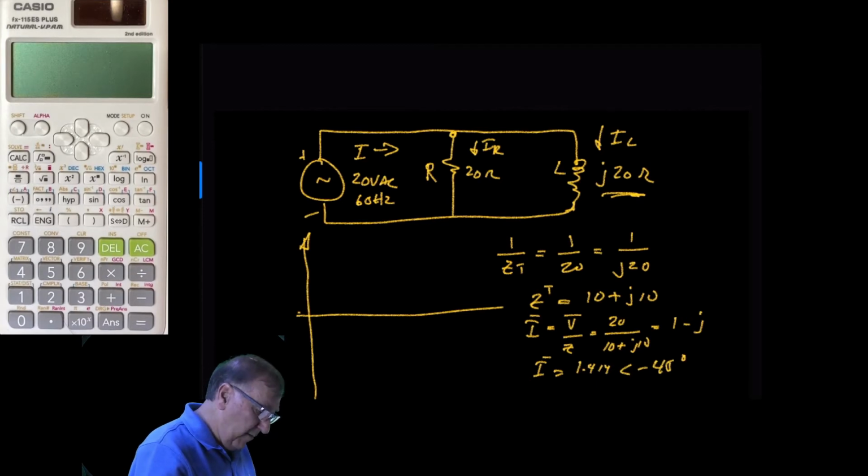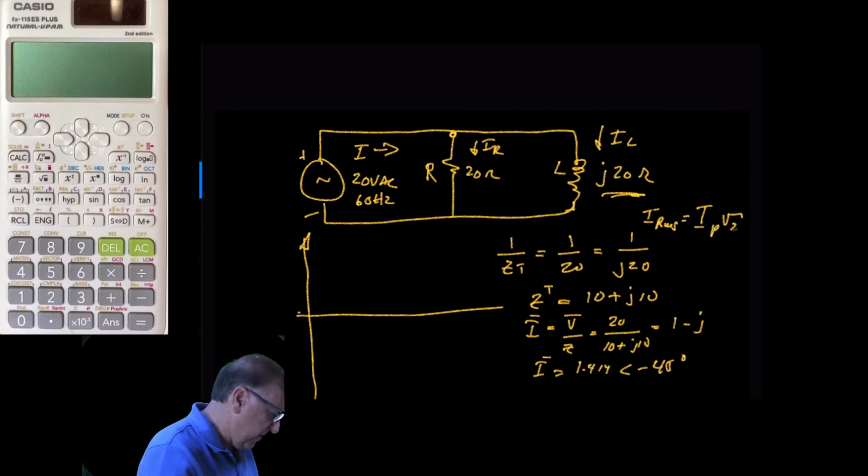The RMS value, let's see if we've got some space up here. Now let's do it up here. It's got the wrong color. So I RMS equals the current peak times the square root of 2, and that would equal 4 times 0.707, which equals 2.8 amps.